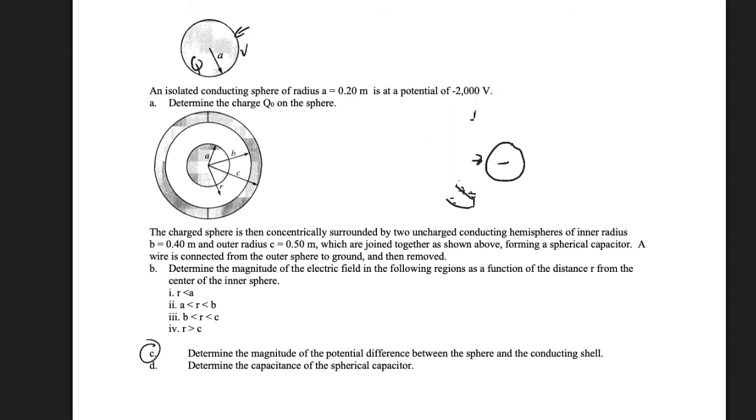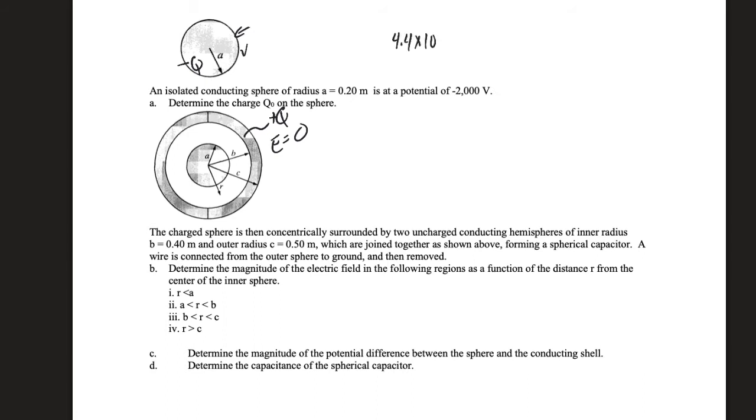So, let's go to part C. Determine the magnitude of the potential difference between the sphere and the conducting shell. So first, we know that the electric field out here became 0 after they drained those charges. Right? The electric field moves to 0 as the charges leave the shell. And we know that the charges on the inside of the shell have to be equal to positive Q, whatever this is, and this is negative Q. And you found the amount of charge in the prior part, right?